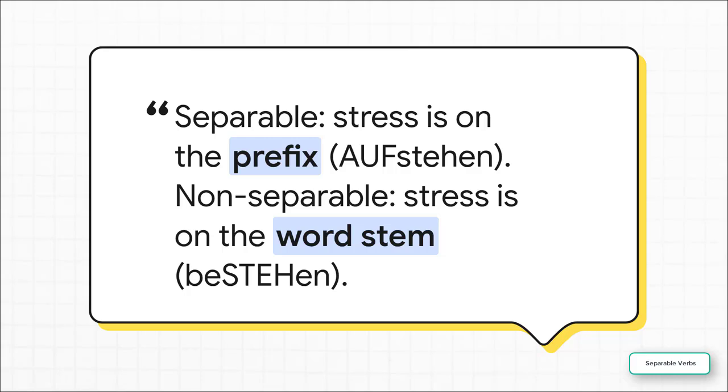If you're dealing with a separable verb, the emphasis is always on the prefix. You really hear it: aufstehen. But for non-separable verbs, the stress is on the main part of the verb, the stem: bestehen. Seriously, if you can just listen for where that emphasis is, you've pretty much cracked the code.